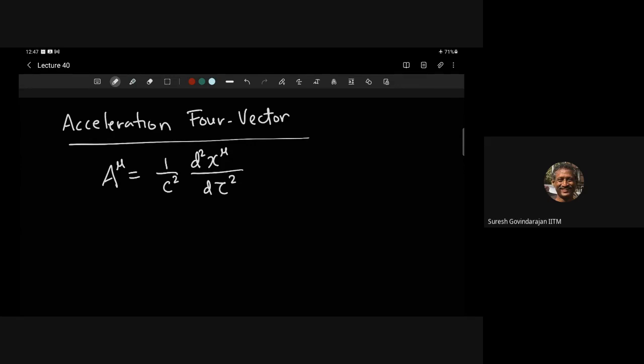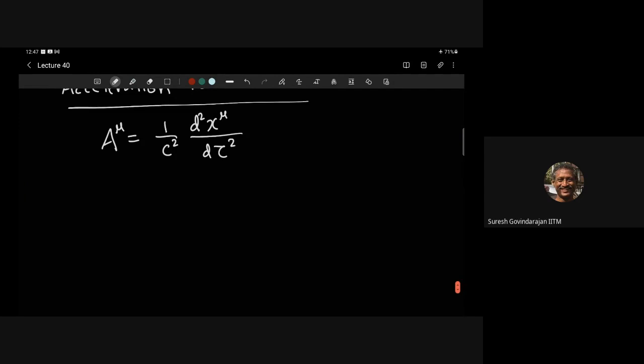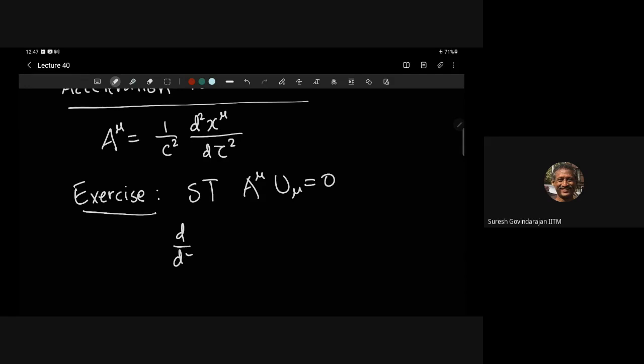So now comes the thing, A mu. Okay, so exercise: show that A mu U mu is equal to 0. Actually, it's not so hard, because you take d by d tau of u mu U mu, and this is equal to 0. Okay, follows from that. I won't say more.